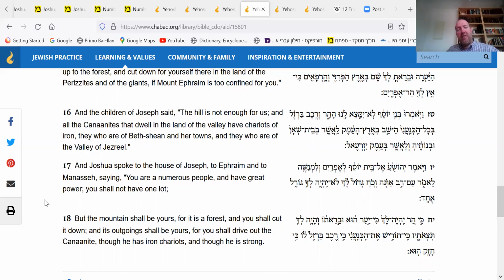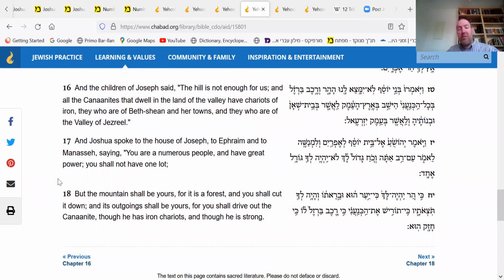Joshua responds again in verse 17. Joshua spoke to the house of Joseph, to Ephraim and to Menashe, saying, "You are a numerous people and have great power. You shall not have one lot, but the mountain shall be yours, for it is a forest, and you shall cut it down, and its outgoings shall be yours."